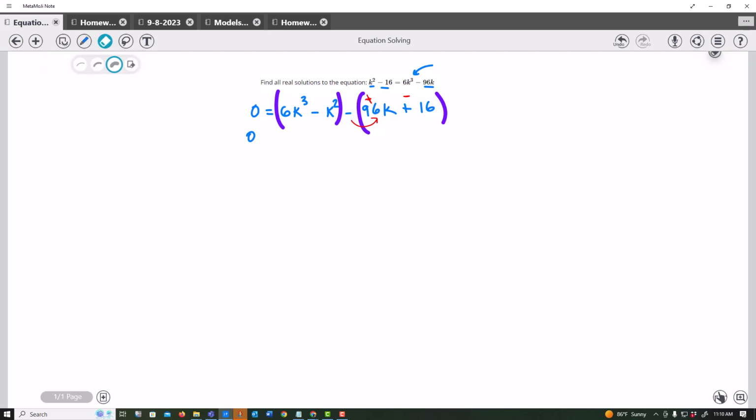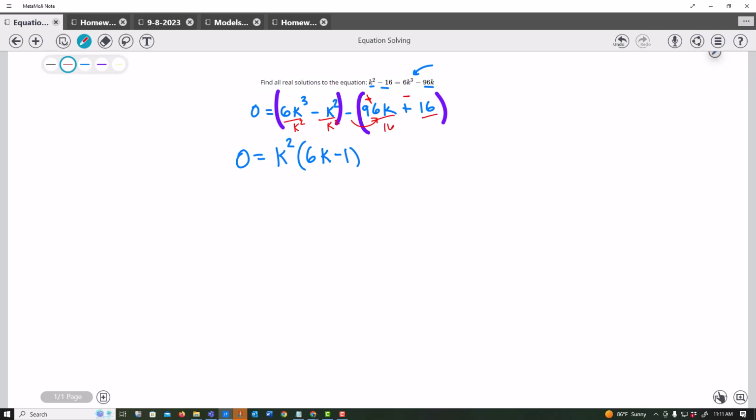So let me bring this down a little bit. So the first one, clearly I can see, let's pull out a k squared. So I factor out, I divide each term by k squared. So that gives me a 6k minus 1. And if you're having issues with factoring, you might do this. All right, that's actually what I'm doing.